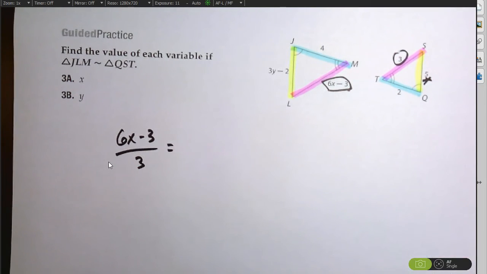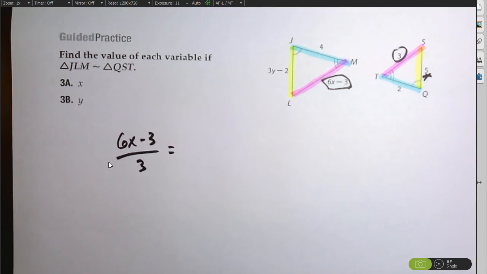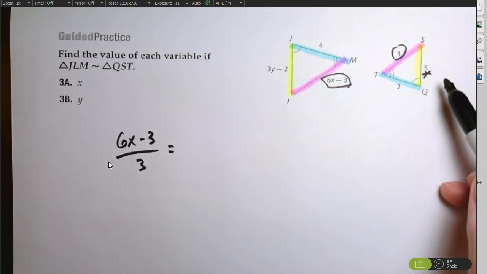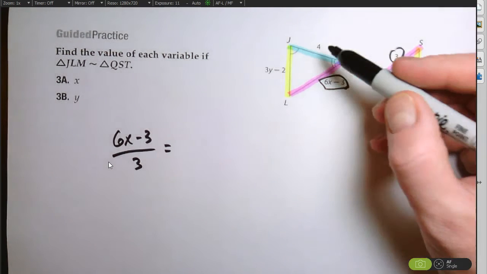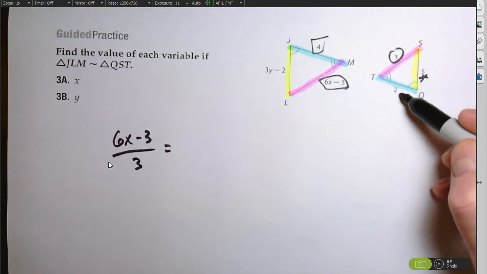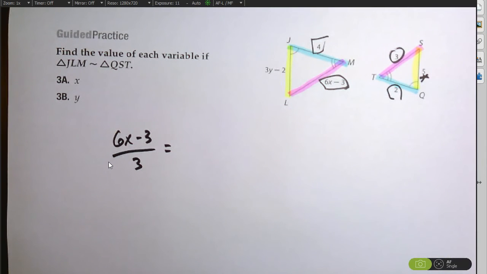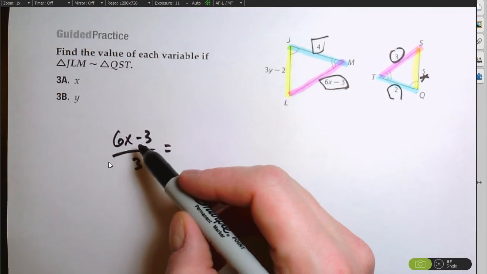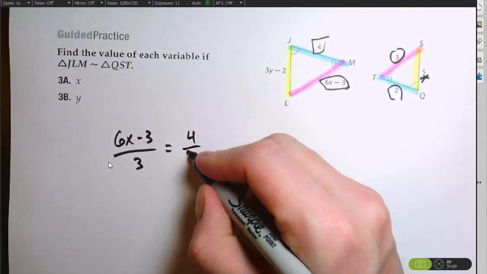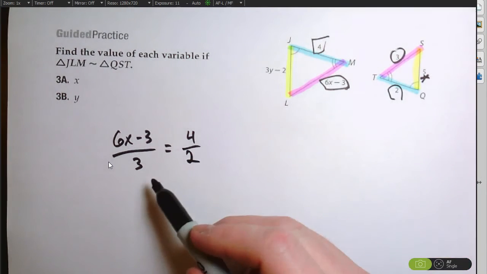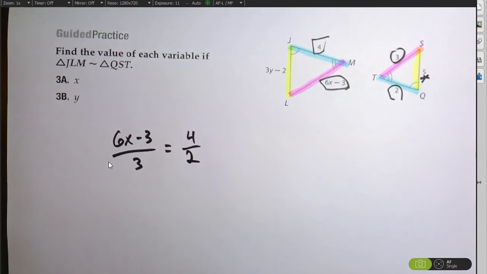So 6x minus 3 corresponds to, well, some other ratio between the two triangles. I could try to use the 3y minus 2 and the 5, but that would give me two variables. I don't want to do that. What I'm going to want to use is the two that I know their actual values for, which are the 4 and the 2. So since I put 6x minus 3 on top, I have to put 4 on top next. And then I have to put 2 on bottom since I put 3 on bottom. Those two guys correspond. And now we're just off to the races solving a proportion.